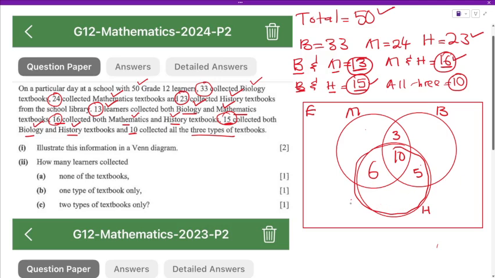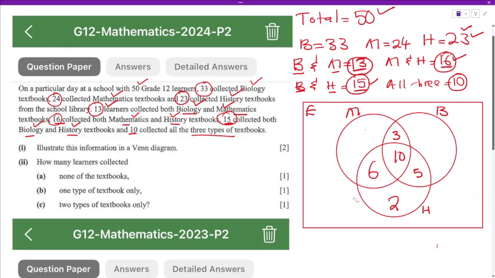Okay, so we're going to say 10 plus 5, that is 15, plus 6, that is 21. The total should be 23. You can see here 23. So meaning here we're going to have a 2. So that when you add everything, you're going to get 23 for the set of history. Because 10 plus 5 is 15. 15 plus 6, that is going to give you 21. 21 plus a 2 down there to give you 23.